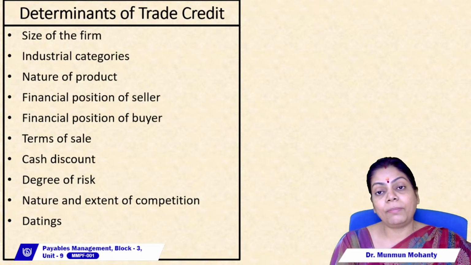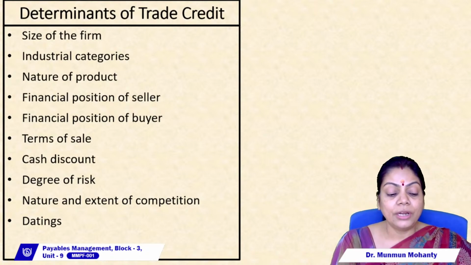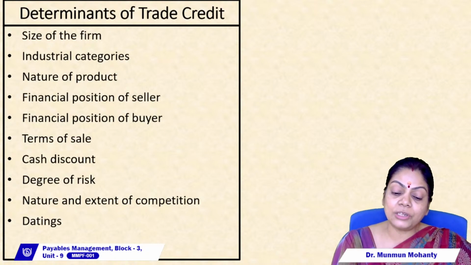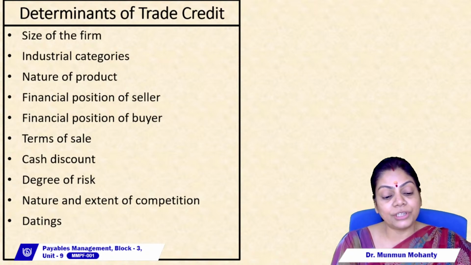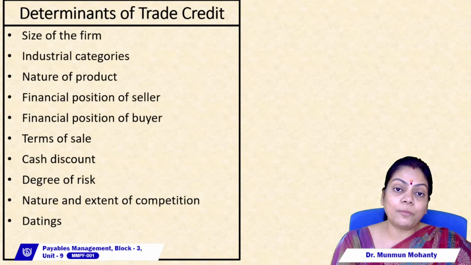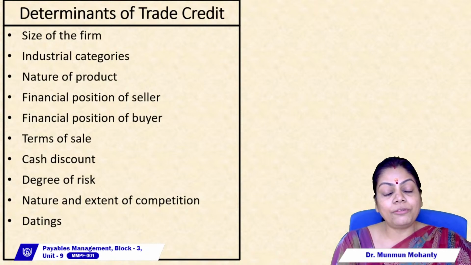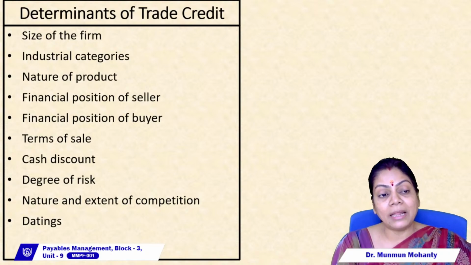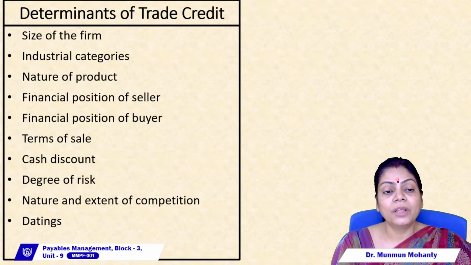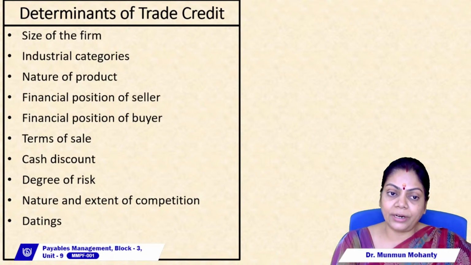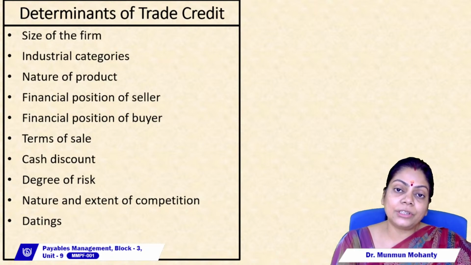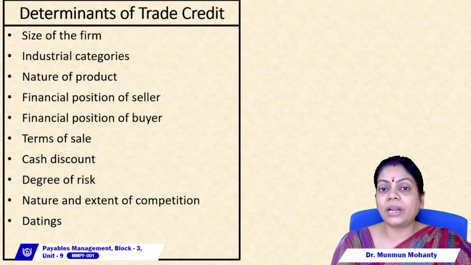Now, the financial position of both the buyer and seller also matters a lot. The financial position of the seller will influence the quantities and the period of the credit that he wishes to get, whereas the financial position of the buyer will be an important factor in determining the credit quantum and the period. If the supplier is financially strong, then he can give you trade credit. If your supplier has a shaky financial position, he might not be in a position to grant you trade credit.